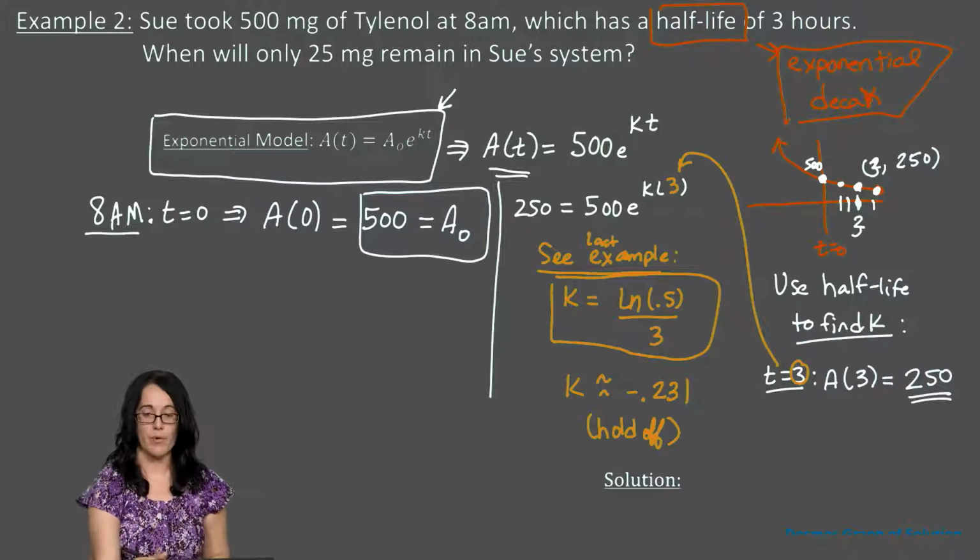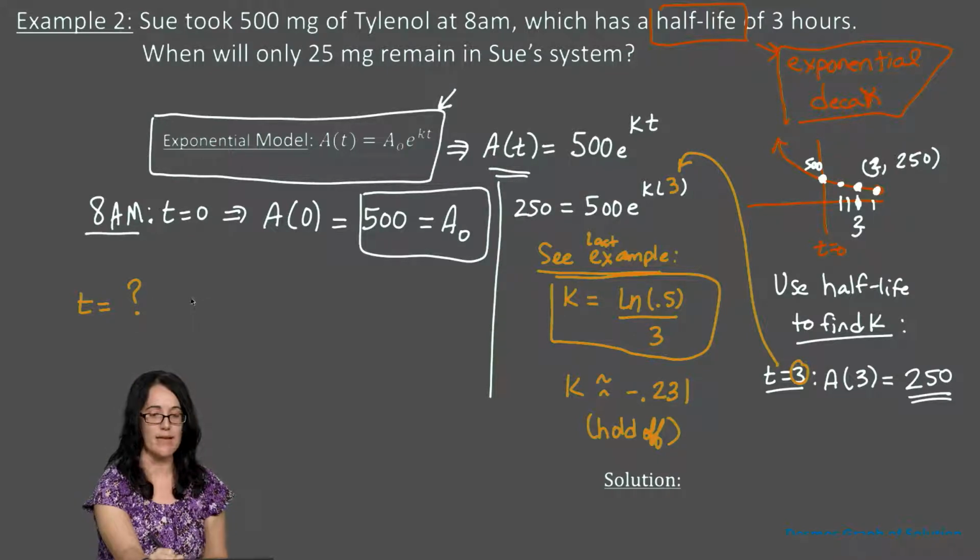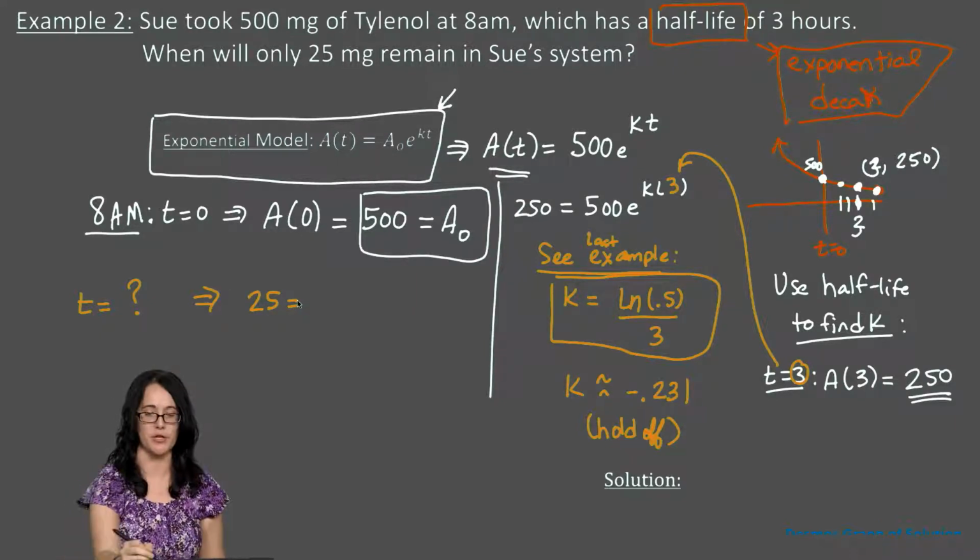Finally, I'm ready to answer the question now. We want to know, so we're looking for t, right? What is t when we end up with the amount of 25 milligrams? So if I put 25 milligrams should equal the initial amount, 500, times e to the k, where k was the natural log of 0.5 all over 3, times t. Okay, we're looking for t.